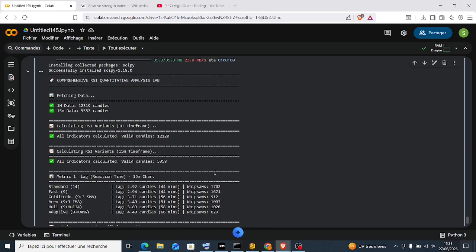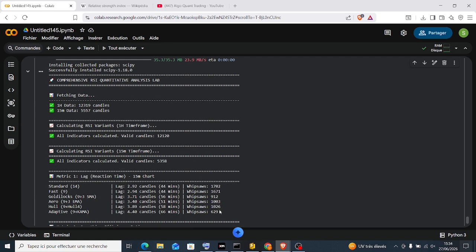The answer lies in something called the smoothing efficiency ratio. I built a quantitative lab to test 6 different approaches to smoothing the RSI. Number 1, standard RSI 14, the baseline. Number 2, fast RSI 9, the reactive one. Number 3, Goldilocks RSI, 9-period RSI, smoothed with a 3-period simple moving average. Number 4, Arrow RSI, 9-period RSI, smoothed with a 3-period exponential moving average. Number 5, Hull RSI, using the Hull moving average for ultra-low lag smoothing. Number 6, adaptive RSI, using Kaufman's adaptive moving average, which adjusts smoothing based on market efficiency.